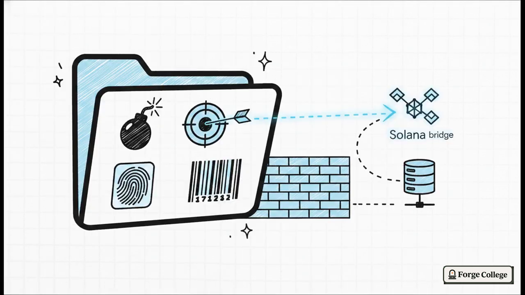Let's zoom in on that payload for a second. These claims aren't just passive data. They are active security features. You've got ISS telling us who issued it, sub for the subject holding it, and JTI, which is a unique ID to prevent replay attacks.